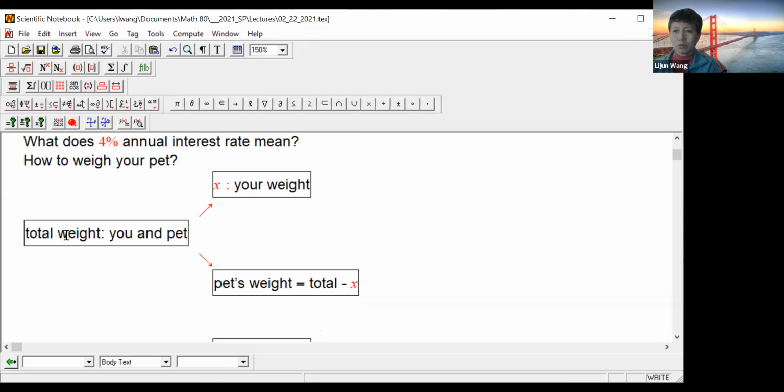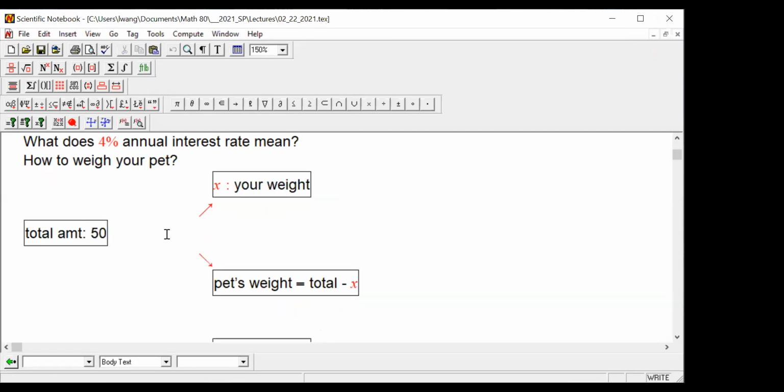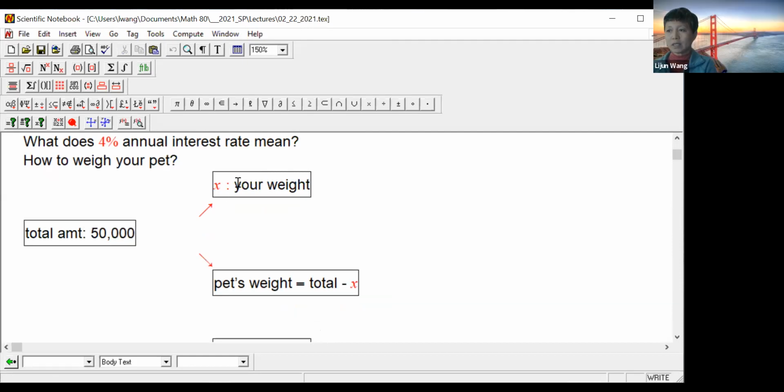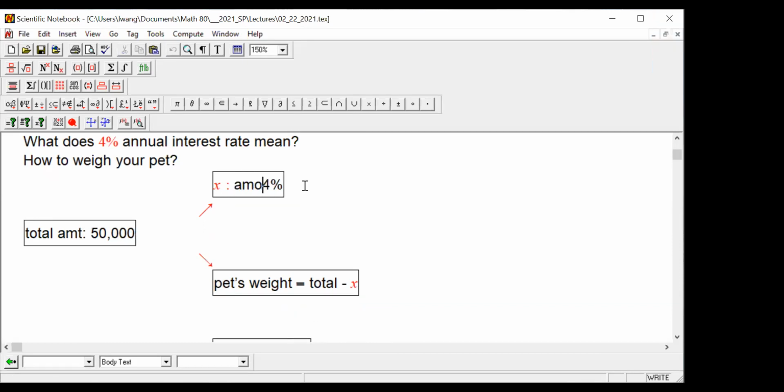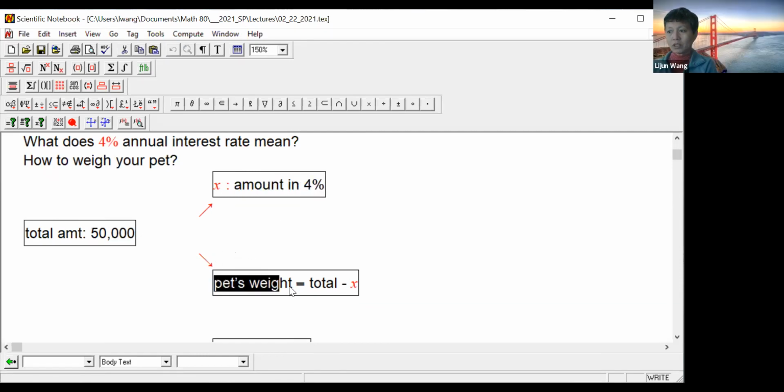What is the total? Now it's not a weight, it's an amount. What's the total amount? 50,000. How much is invested in the 4% account? X. Right? So how much amount is in the 10% account?